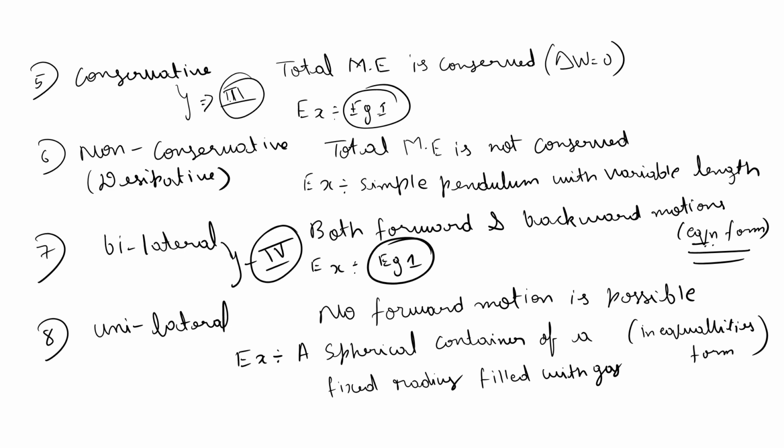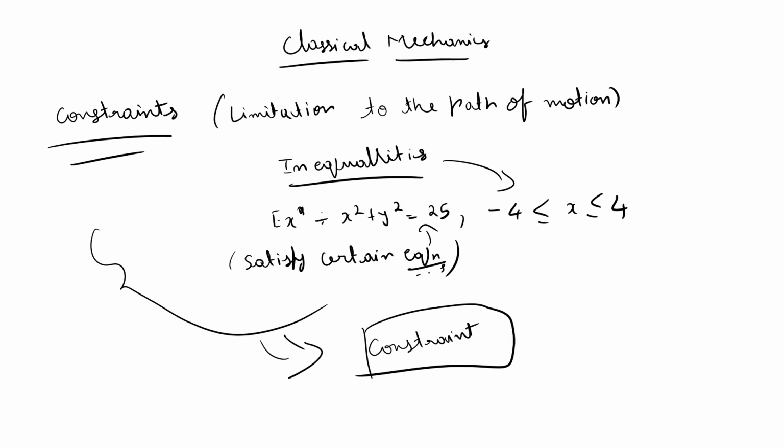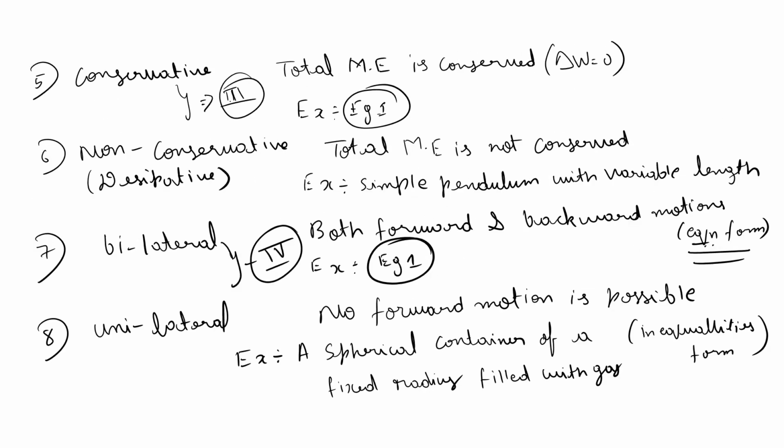And let us take an example. So now we understood what constraints are and the four types of classification of constraints, the properties of constraints, all these things we have studied. Now let us do an example problem on constraints.